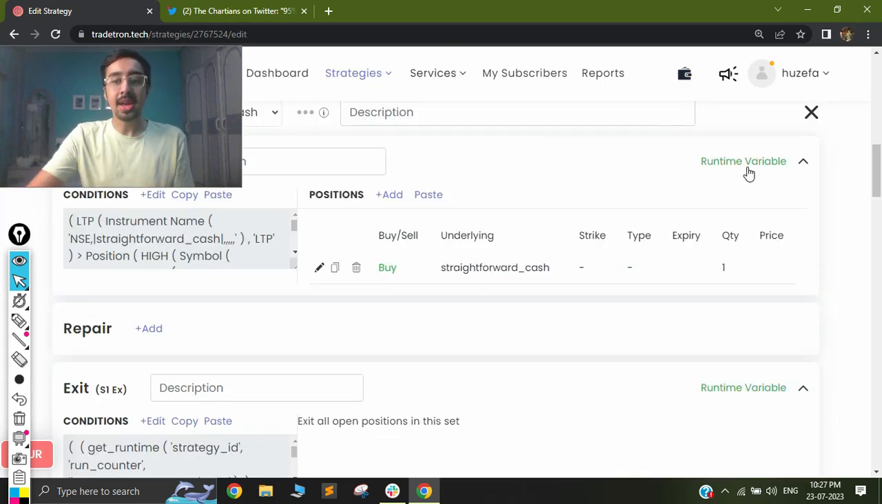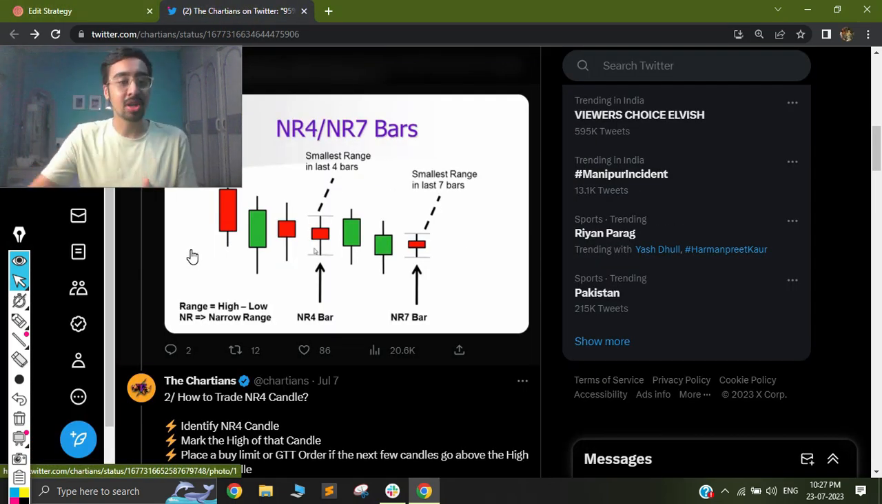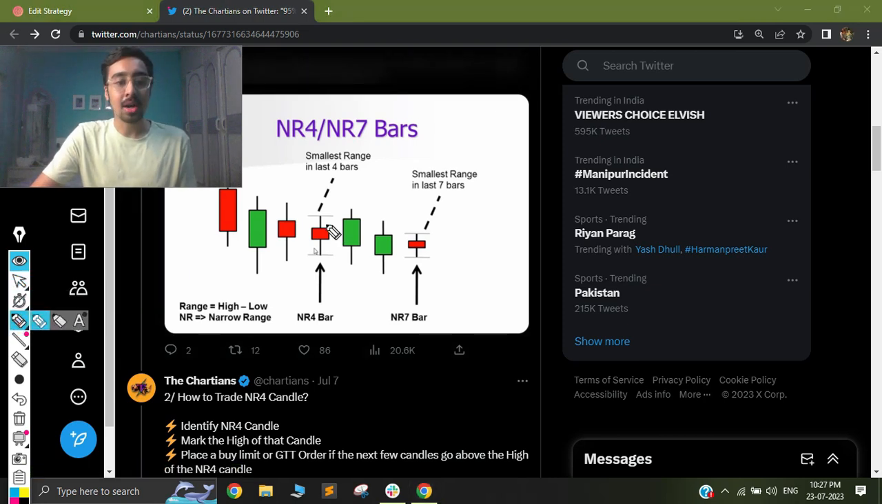Now, I also have my runtime variables. Now, why am I generating runtime variables? This is because of the target and stop loss conditions. So in this strategy, if I'm taking an entry at the high point, let's say if it's a long trade and I'm taking an entry at the high point, in that case, the low point of that same candle will be my stop loss. Along with that, I also have a risk reward ratio that I'm maintaining.